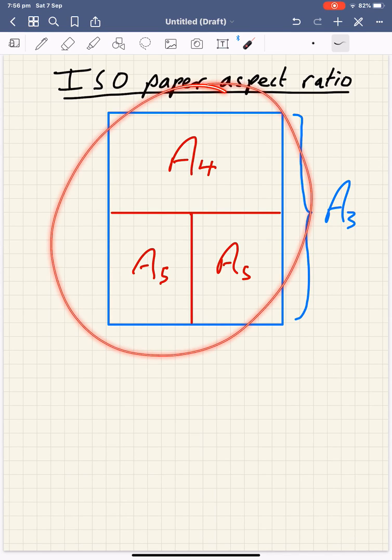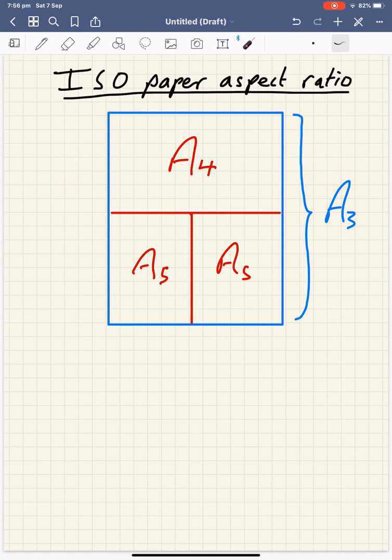So here's one large A3 sheet of paper. I'm going to fold it into two A4 sheets of paper. The top A4 sheet of paper is labeled, and the bottom sheet of paper I am folding again into two A5 sheets of paper.